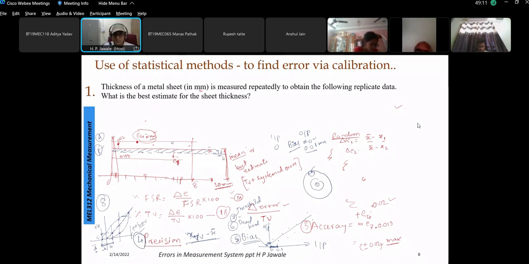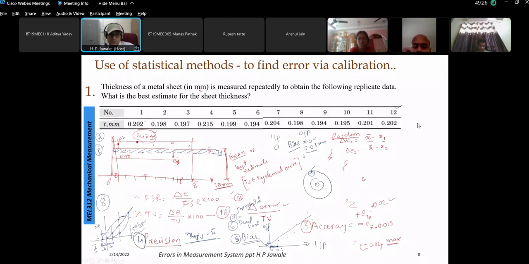Then coming to the next part of it, there are certain numericals in the textbook. You go through the textbook, especially of Doebelin, Nakra Chaudhary, and any other text that you can find. In this regard, I would like to discuss. So this was the problem.